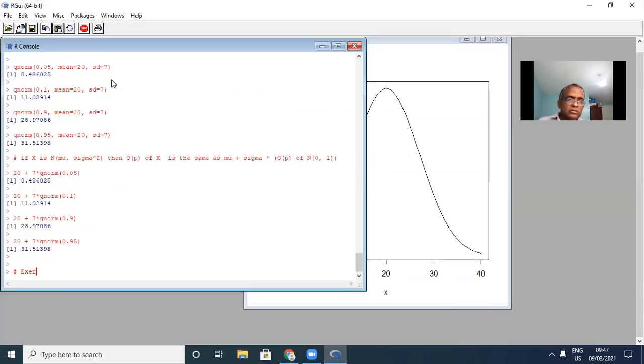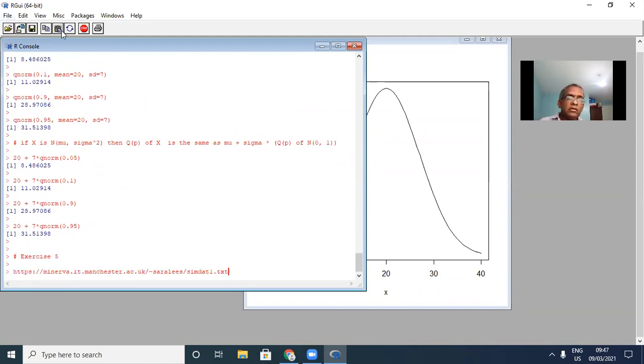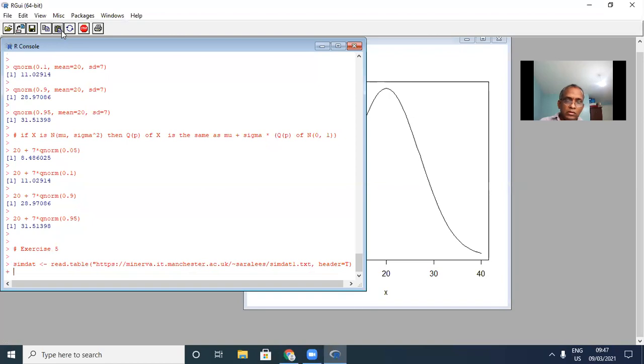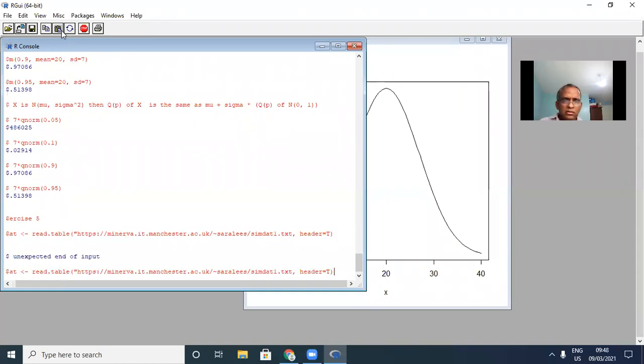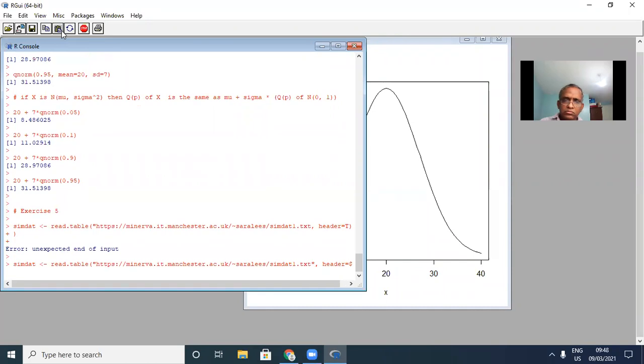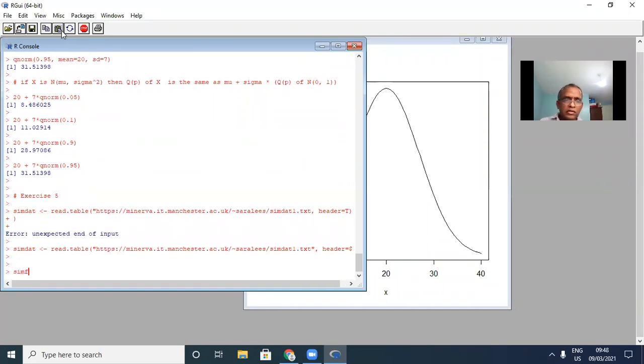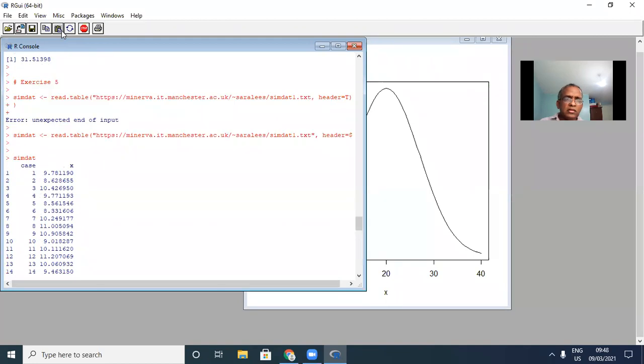Okay, exercise 5. I'm going to read this data with header equal to true. Let me call this simdata, read.table, right? There's something I made a mistake. Sorry. Control Z. I forgot to close the parenthesis. All right. Now I have read the data. This is the data that I just read.